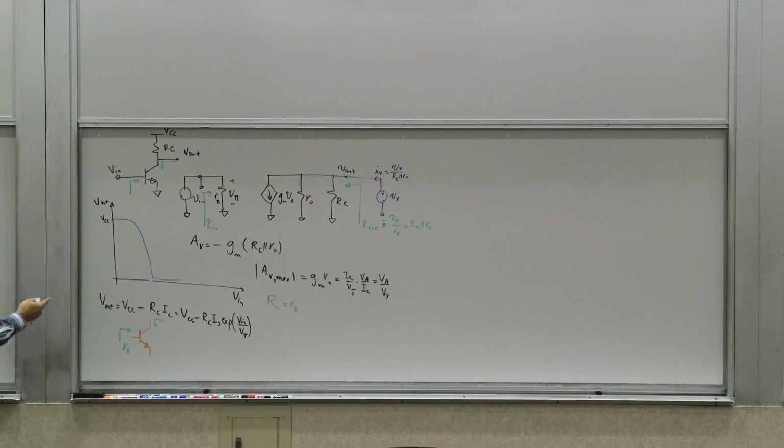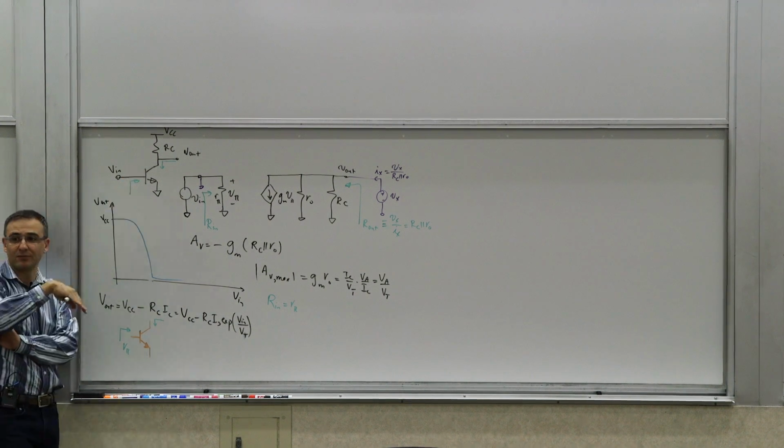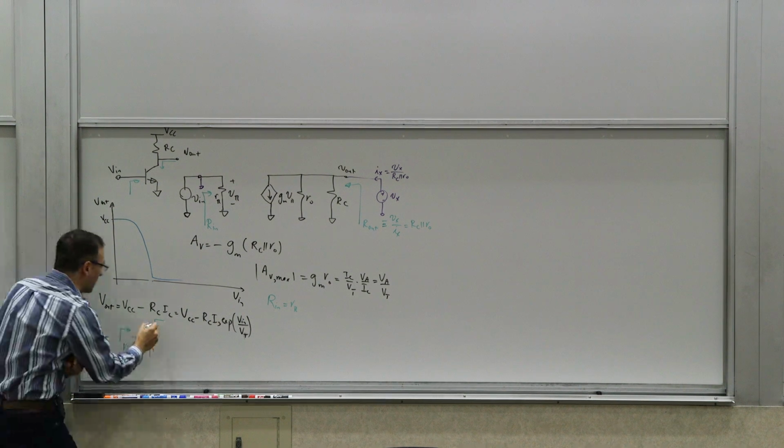Yes, but RC is not there. So we said just a transistor, right? Correct. RO in parallel with RC, but there's no RC because we said we have AC ground. It's like connecting the collector directly to some supply voltage, or some bias current, and looking at that. It's just the RO, right?